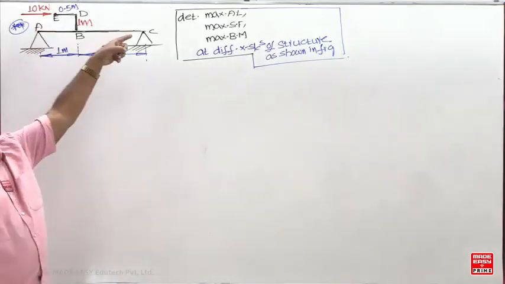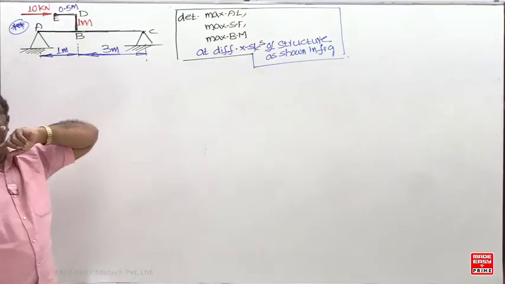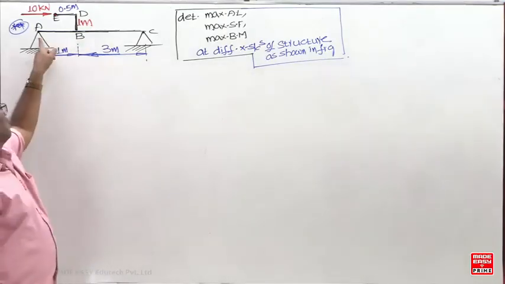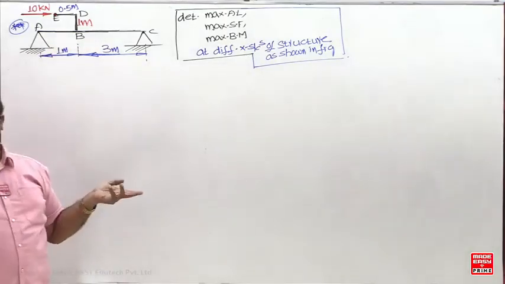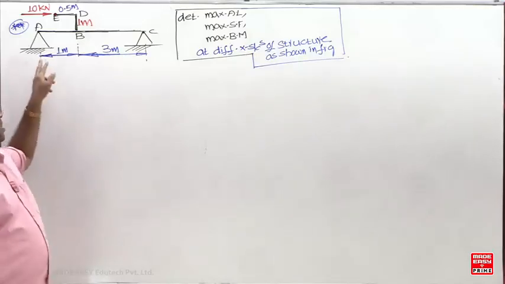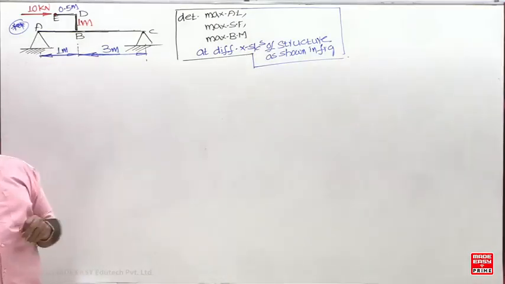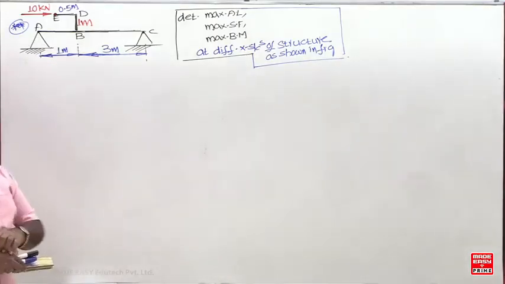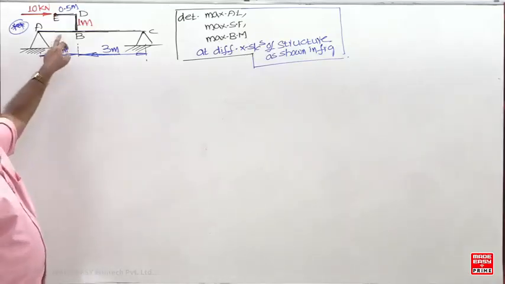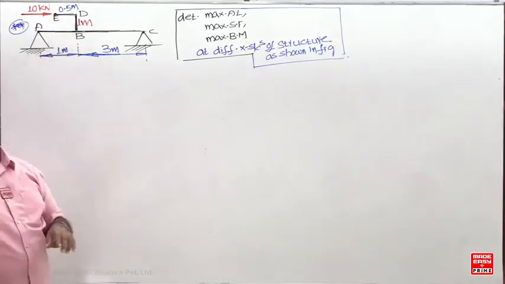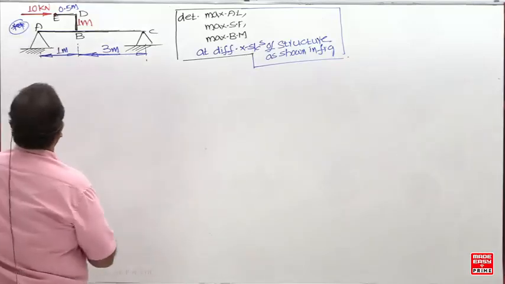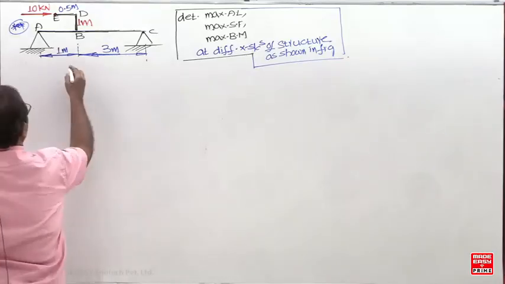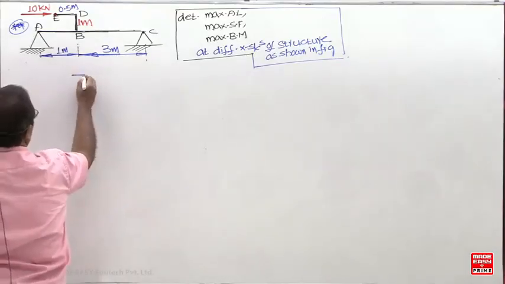For DE, DE is supported by the BD member. The BD member is supported by the beam ABC. But who is supporting the beam ABC? For this one, external supports are there. For DE, BD is the support, and for BD, the simply supported beam is the support. And for this one, supports are required. Now, can you draw the first free body diagram for DE?